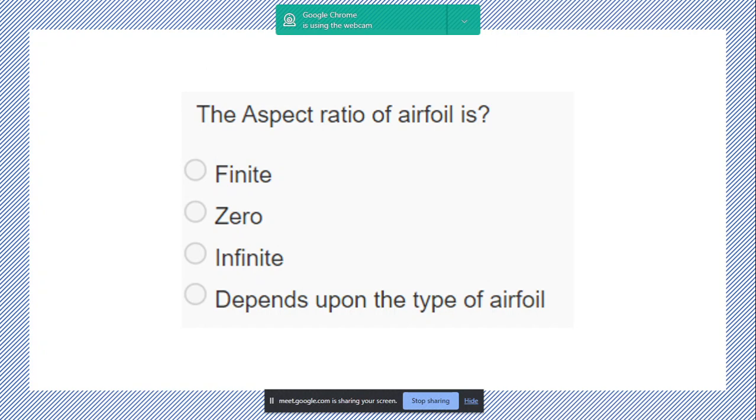The aspect ratio of an airfoil is it finite, zero, infinite, or depends on the type of the airfoil? Infinite. So the aspect ratio formula is b square by S, and the span of an airfoil is infinity. So an airfoil is defined as an infinite wing, whereas a wing has a finite span. For an airfoil, we assume it to be of infinite span. So your aspect ratio is infinite.